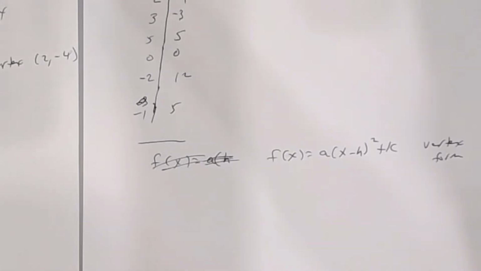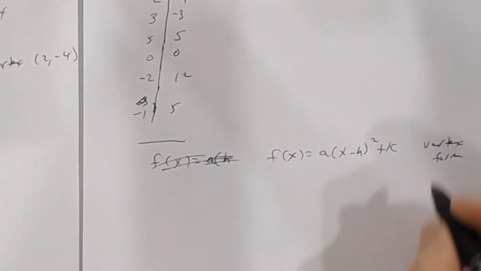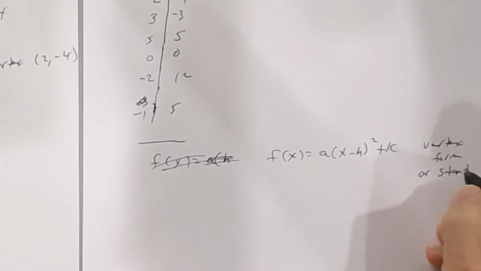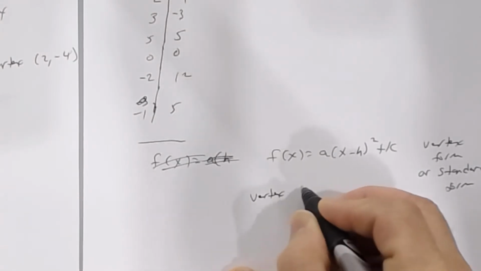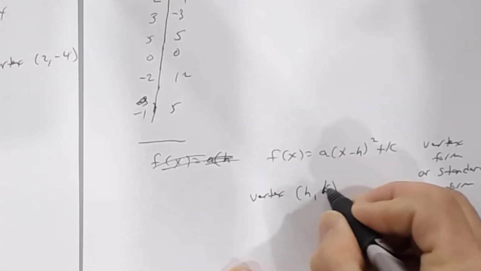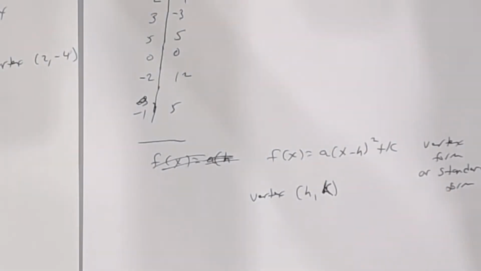Now, I'll give you that form. You just need to be able to know how to use it. Some textbooks call it standard form. So vertex form or standard form. Whenever it's written in vertex form or standard form, the vertex is h comma k.